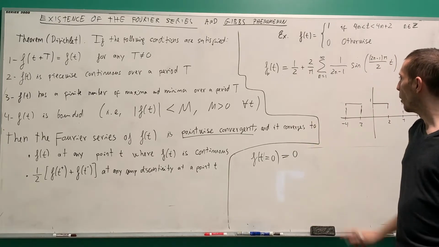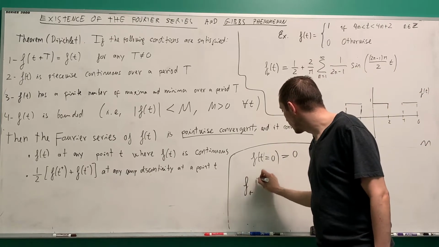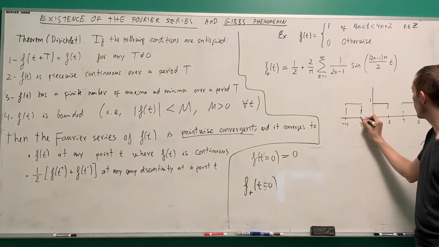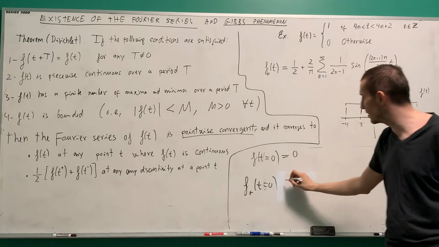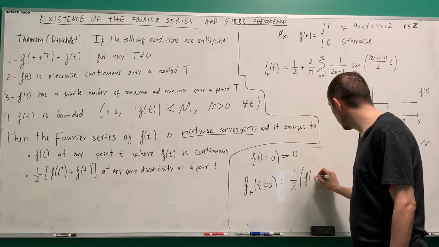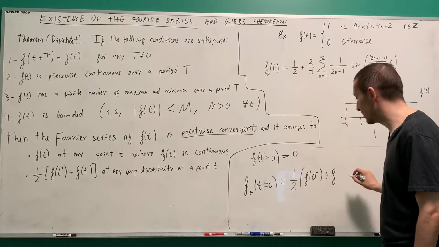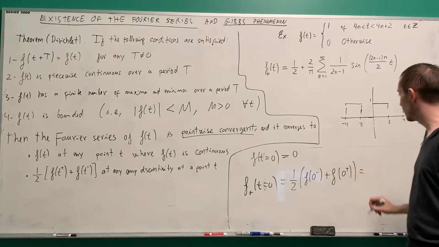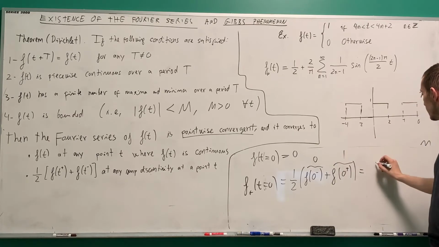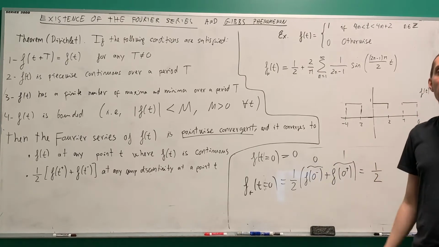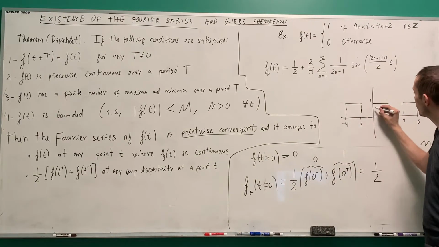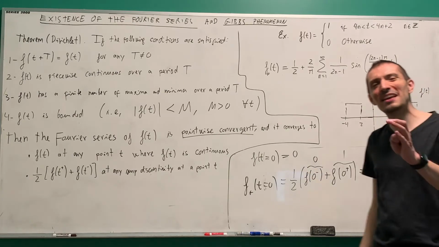What is the value of the Fourier series though? The Fourier series at zero, we're in a discontinuity, so the function is 0 from the left and 1 from the right. So this is equal to 1 over 2 times f of 0 minus plus f of 0 plus. And what is that? Well, 0 minus is 0, 0 plus is 1, so this is 1 over 2. So when there's a discontinuity like that, the Fourier series does not go to one or the other. The Fourier series goes to 1/2, which makes sense, right?